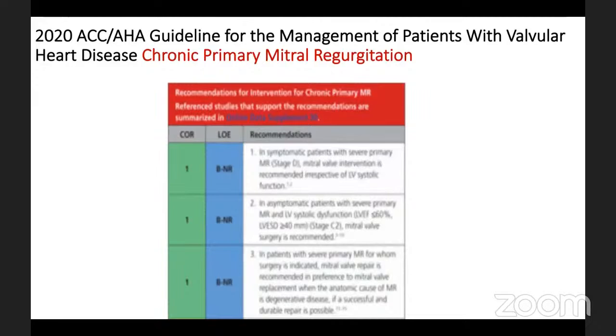For chronic primary mitral regurgitation, in symptomatic patients with severe primary mitral regurgitation, it's a class 1 indication for intervention. Also, in asymptomatic patients with severe primary mitral regurgitation, mitral valve surgery is recommended for them.